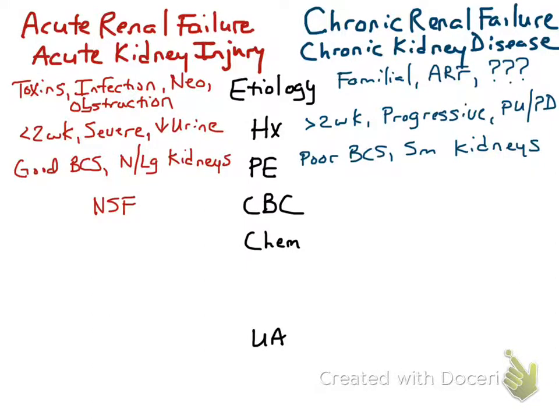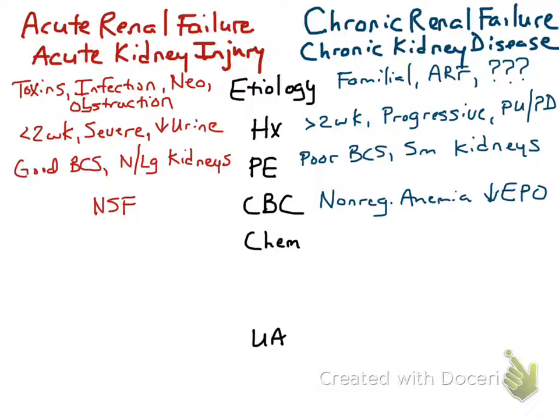On CBC, the animals with acute renal failure tend to have non-specific findings, or NSF. But since the kidneys make erythropoietin, animals with chronic renal failure have decreased production of red cells, so non-regenerative anemia, due to a lack of erythropoietin production by the kidneys.